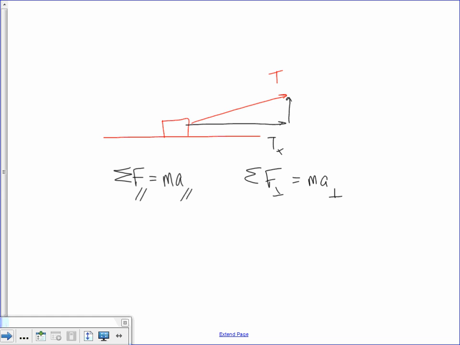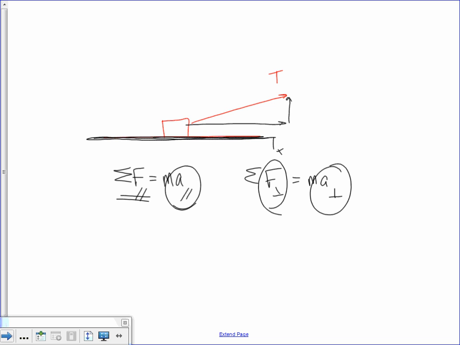We always want to look at components of forces that are parallel to acceleration, and components of forces that are perpendicular to acceleration. The only direction an object on a horizontal surface, the vast, vast majority of the time, would ever accelerate is horizontally. So we look at components of T that are parallel to that acceleration. It just happens to be in the x direction.